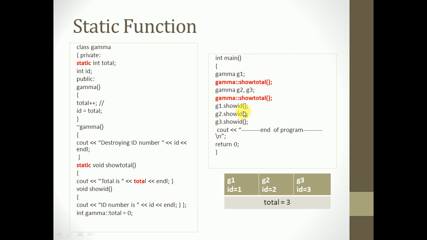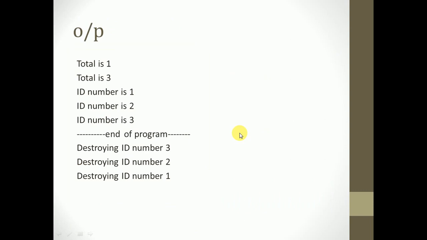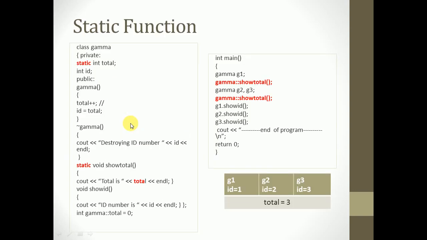Now coming to the next, G2 dot show id. Again it shows the id for G2. What is the value? 2. Now G3 dot show id. It comes to show id for the G3 object. Id number is id. What is the id value? 3. So now 1, 2, 3 will be displayed and then the end of the program. So this will be your output: total is 1, total is 3, id number is 1, id number is 2, id number is 3, end of the program.